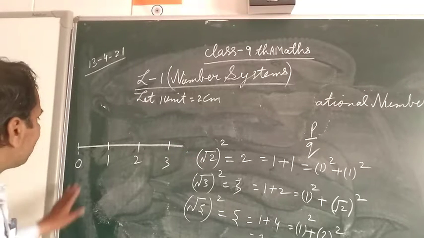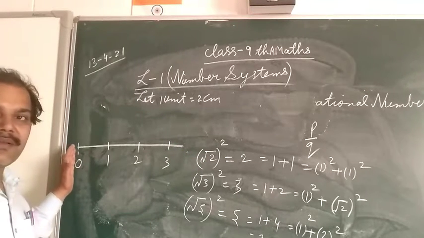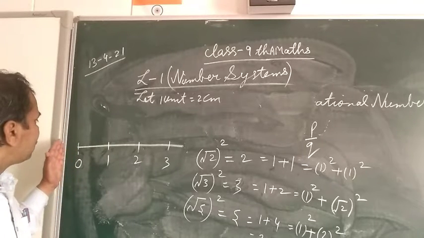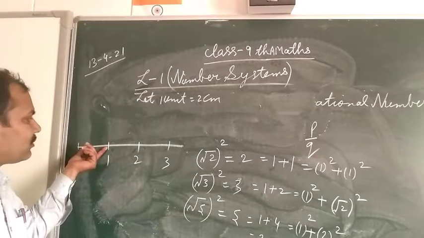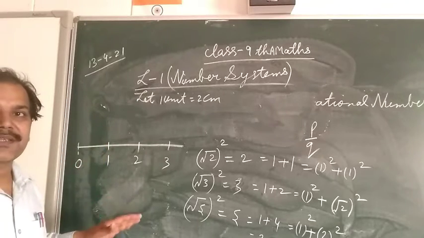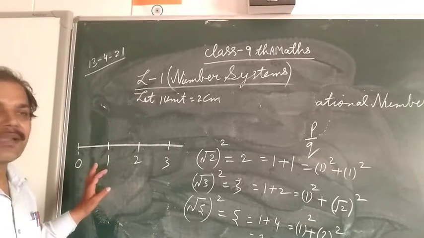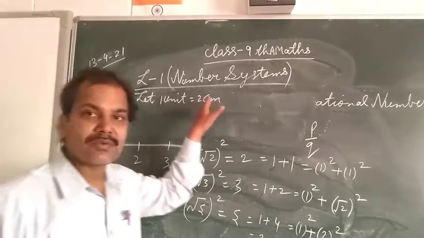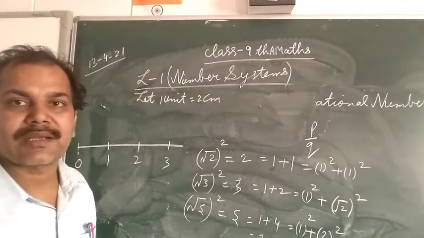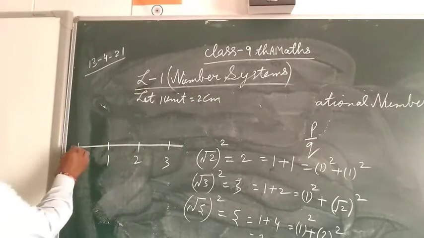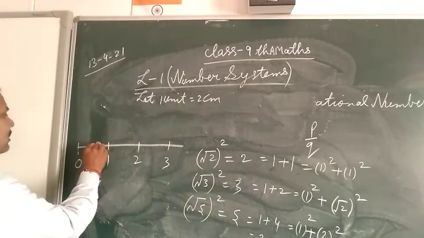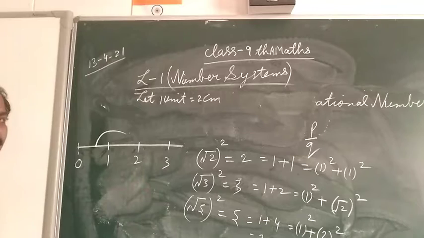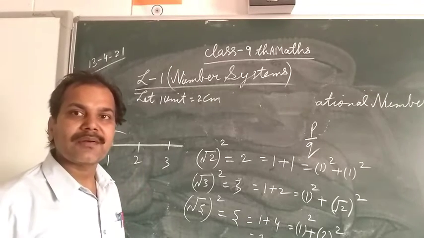But many students, we were seeing that in the first they take 2 centimeter, but in another they take 1 centimeter. That's totally wrong. Whatever you have supposed, that you have to take. Clear? So 1 unit because 1 square, and then on this you construct a 90-degree angle with the help of compass.